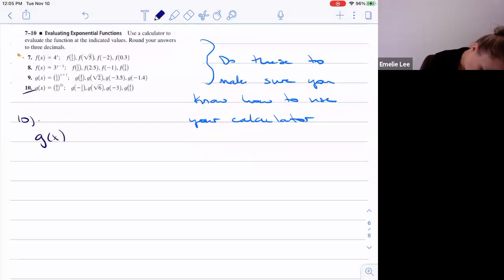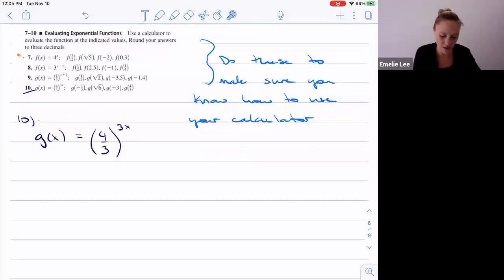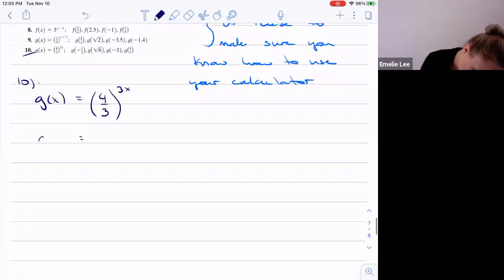So if g of x is 4 over 3 to the power of 3x. Okay, so x is in the power, which means I have this exponential function. My base is 4 over 3, which at first glance looks like a fraction, but 4 over 3 is actually greater than 1. So I can already tell that I'm going to have this growth function, and then to the power of 3x. Now g of -1/2. Okay, here we go. g of -1/2 is 4/3 to the power of 3 times -1/2.